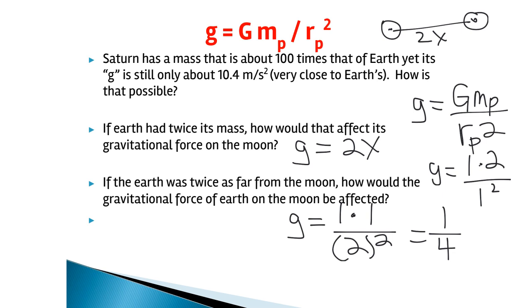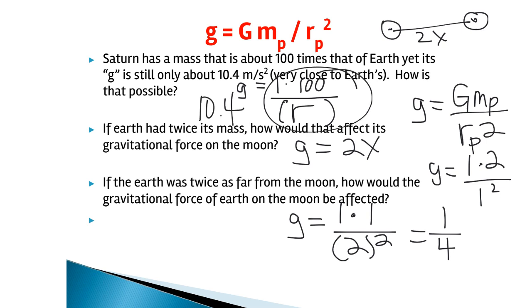And let me go back up here. I did not talk about Saturn. So Saturn, we're going to make the big G 1. The mass is going to be 100 times bigger. And Saturn is much further away from Earth. So this value for R is going to be much, much larger. And that's going to allow us to get a number that's relatively close to the acceleration due to gravity on Earth.